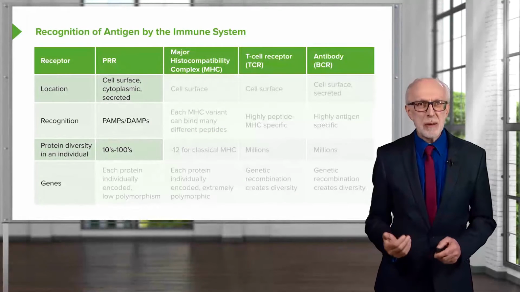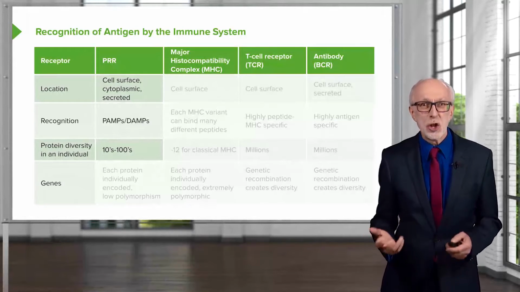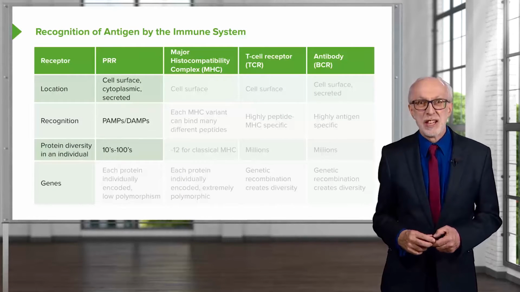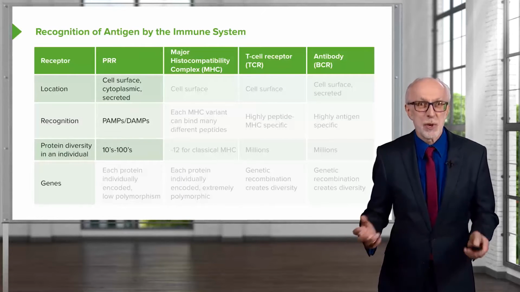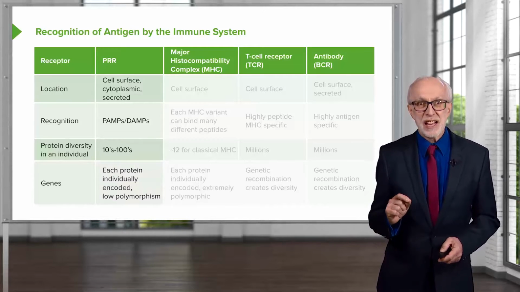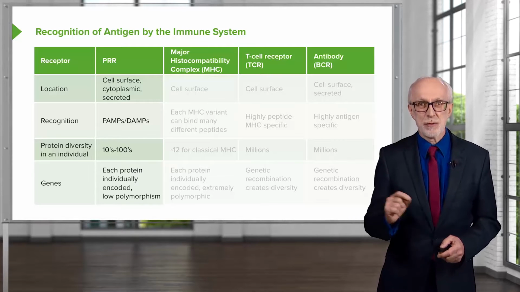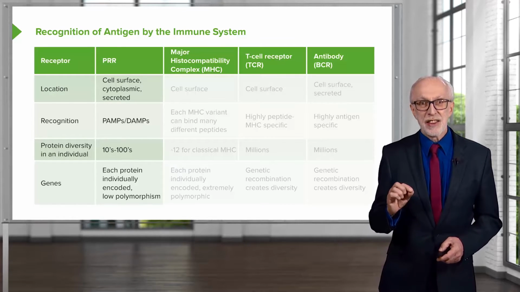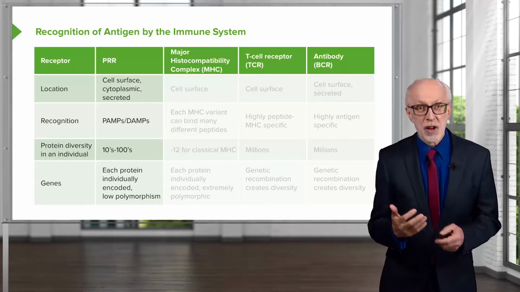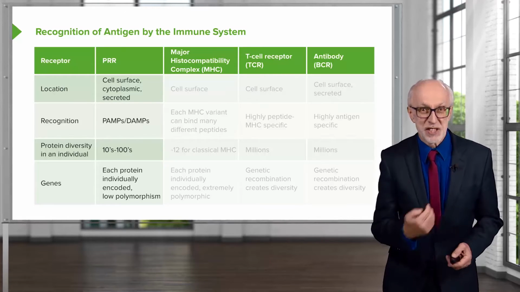We have maybe a small few hundred of these. There are new ones being discovered all the time. Let's say 100 or 200 or so different pattern recognition receptors that we each possess. Each of these is individually encoded by a gene. So for each pattern recognition receptor, we have a different gene, and they are not very variable from one individual to another. So for a given pattern recognition receptor, probably your pattern recognition receptor is exactly the same as mine.